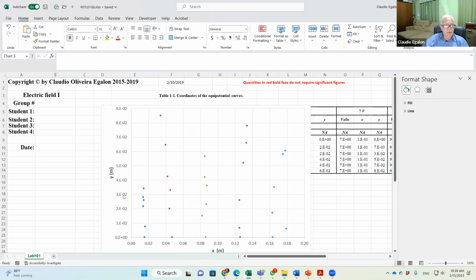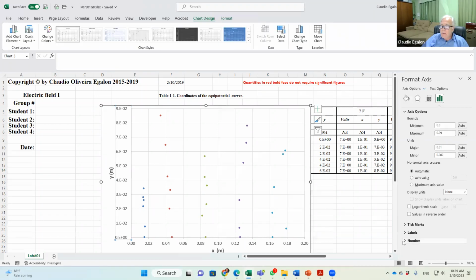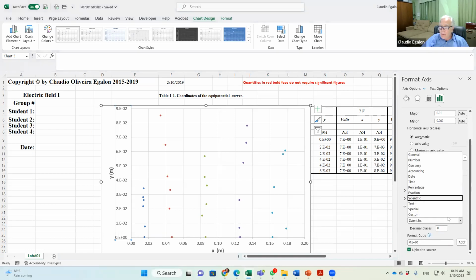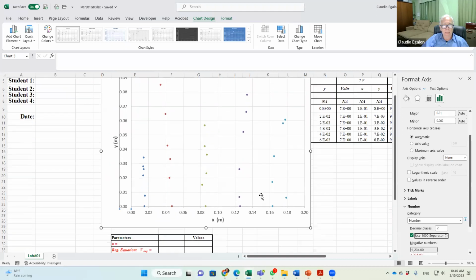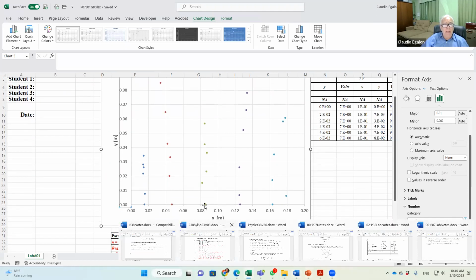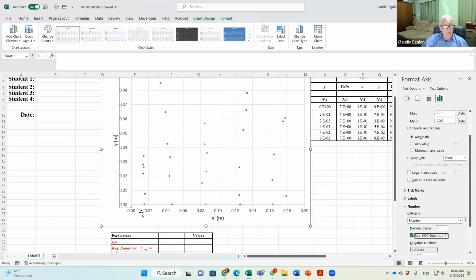What do you do next? You go not scientific, but regular format, number, put 2 decimal places there. Here you go. You got it. Again, those are the surfaces of equipotential. All those points have the same potential. This line has the same potential, and those other points have the same potential as well. Here is 1, 2, 3, 5, 7, 9. What do we have to do next?